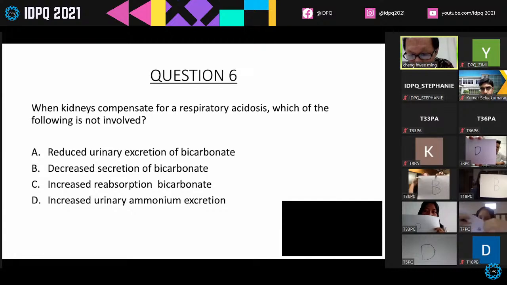Keep the answers up, please. So the answer we want is B. So team A is wrong. Team 36 is correct. Team 18 is correct. Team 33 is wrong. Team 7 is wrong. And team 5 is also incorrect.